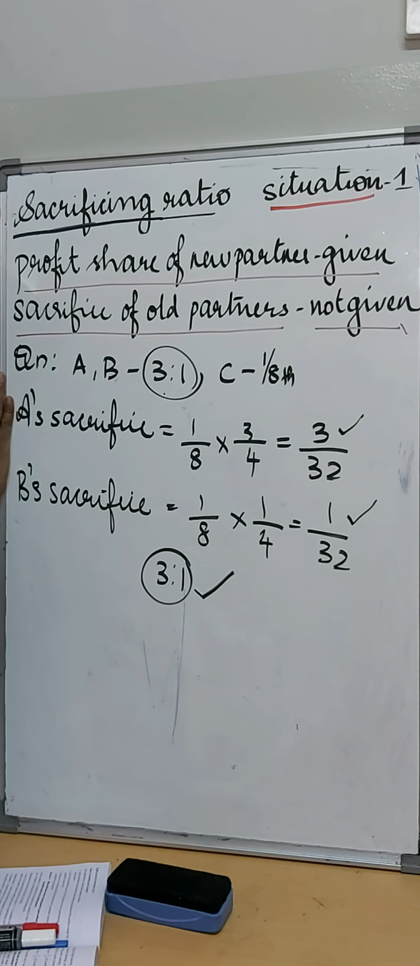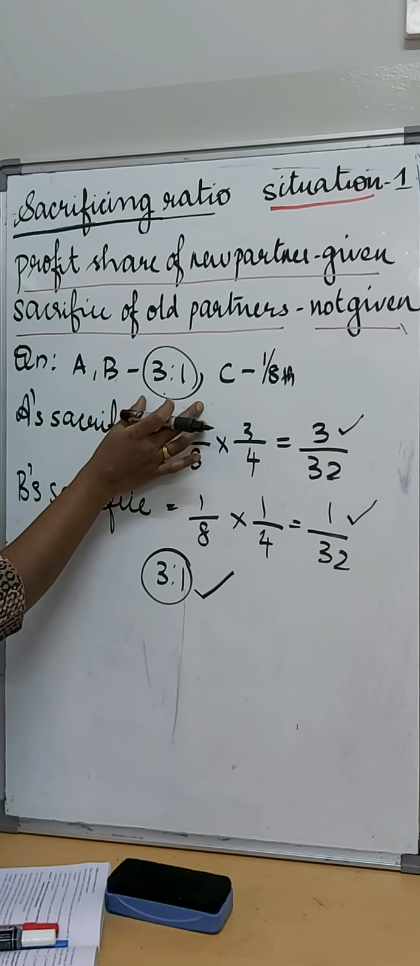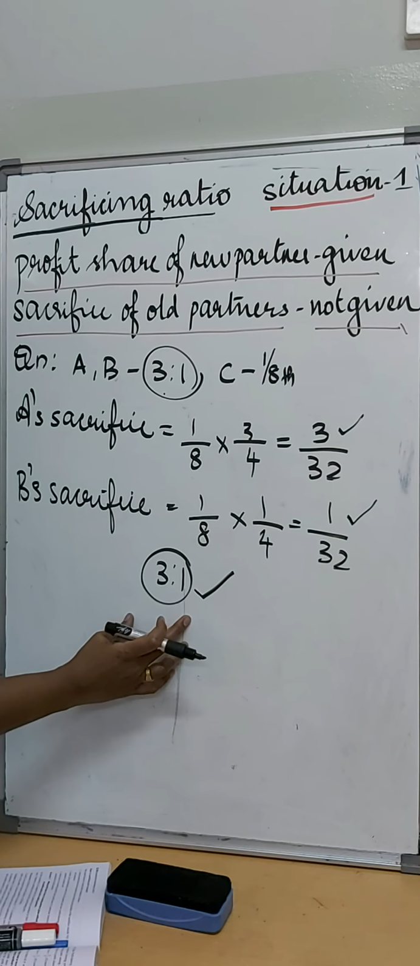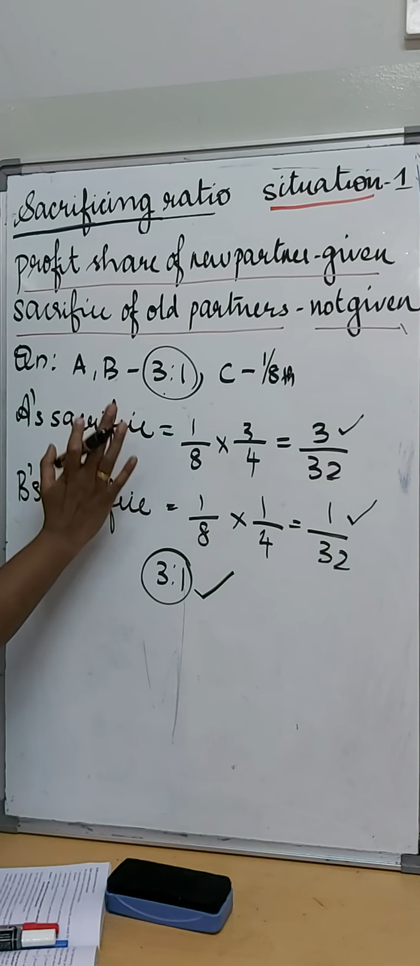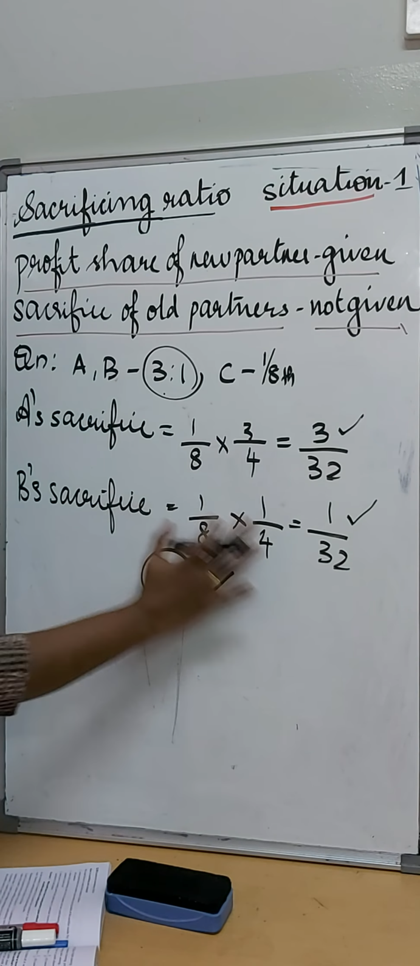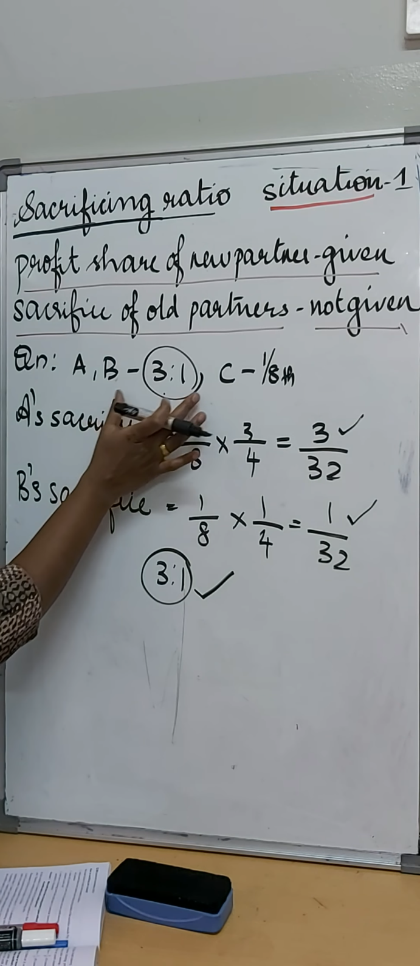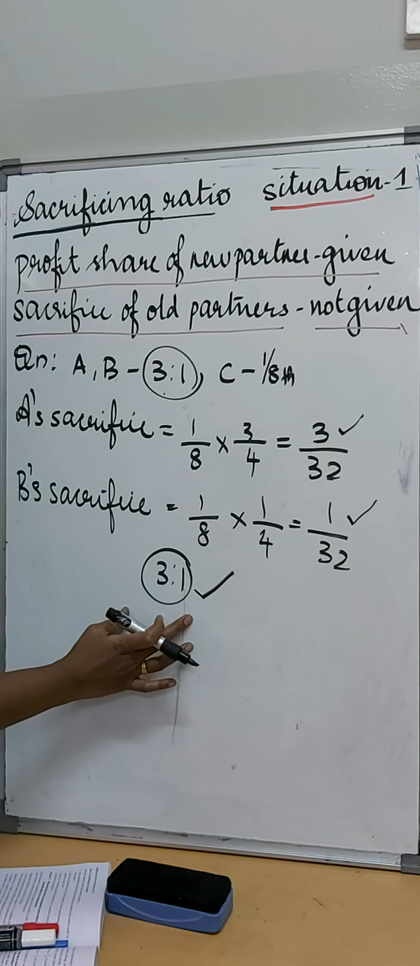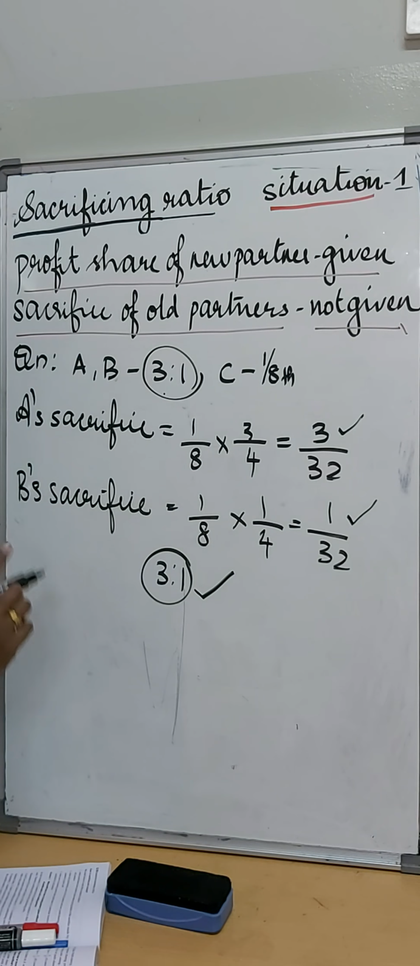So if this is the situation, where the profit share of the new partner is given, and the sacrifice made by the old partners is not mentioned in the question, you should assume that the sacrifice made by the old partners is in their old profit sharing ratio. Okay, so in this case the old profit sharing ratio and sacrificing ratio will be the same. So if you are getting a question like this, every time you don't need to do all these calculations, you should assume the old profit sharing ratio is equal to the sacrificing ratio. Okay, the new profit sharing ratio, that you have to find out. How?